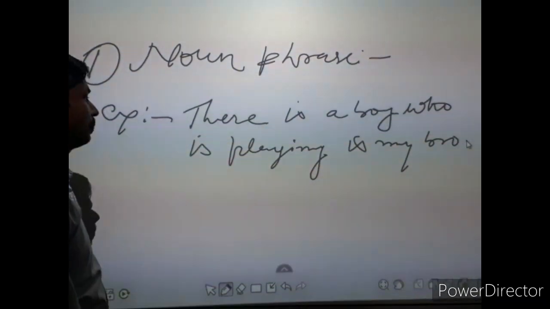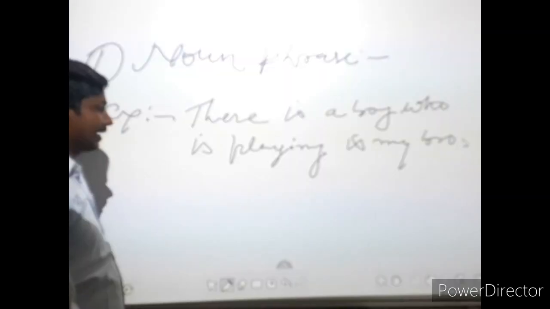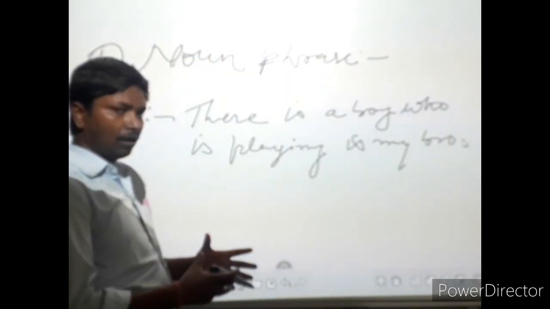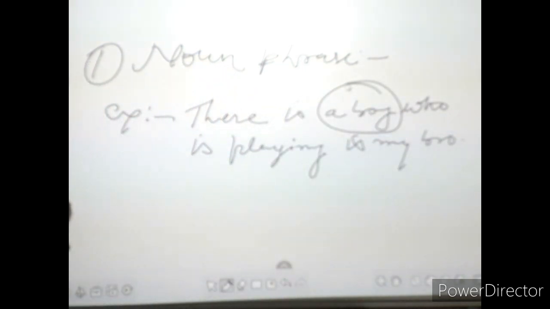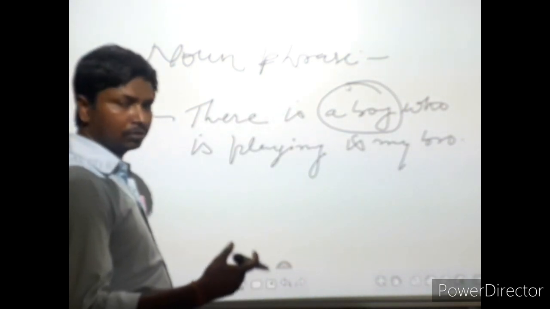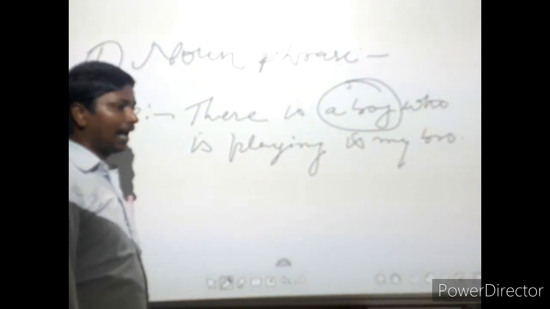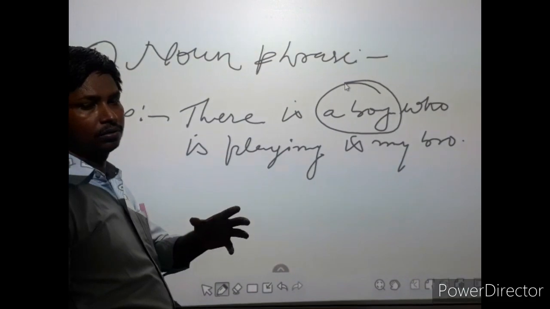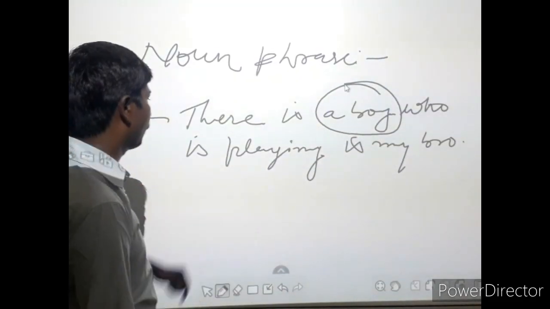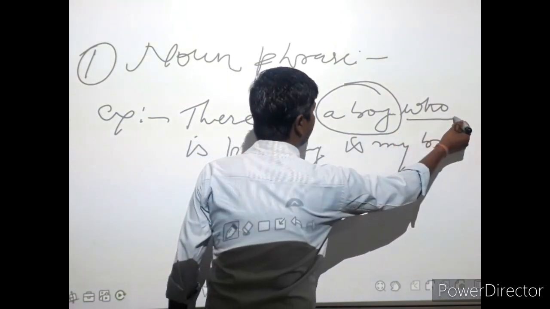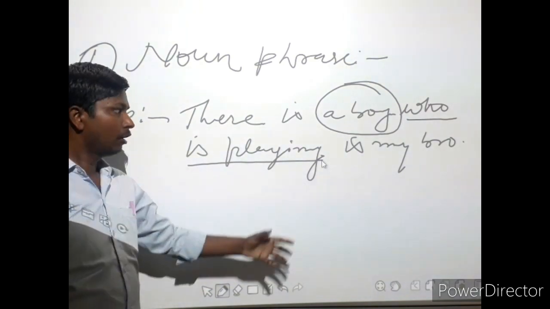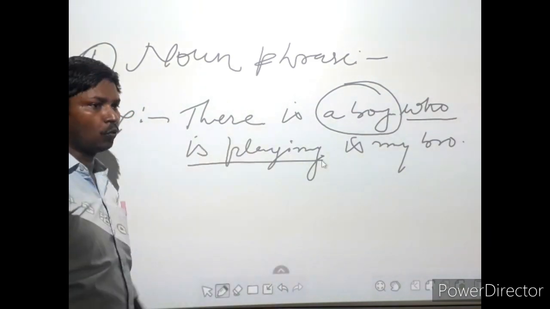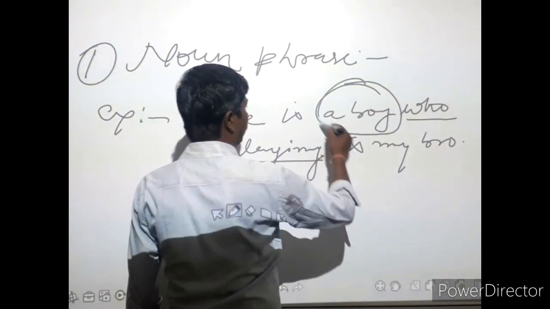There is a boy who is playing. He is my brother. The sentence is telling about a boy. According to the definition, as you have already learnt and listened to me a few minutes ago, a noun phrase acts as a noun. Who is playing? If you ask the question from the sentence, who is playing, what is the answer? The boy. The boy is playing.